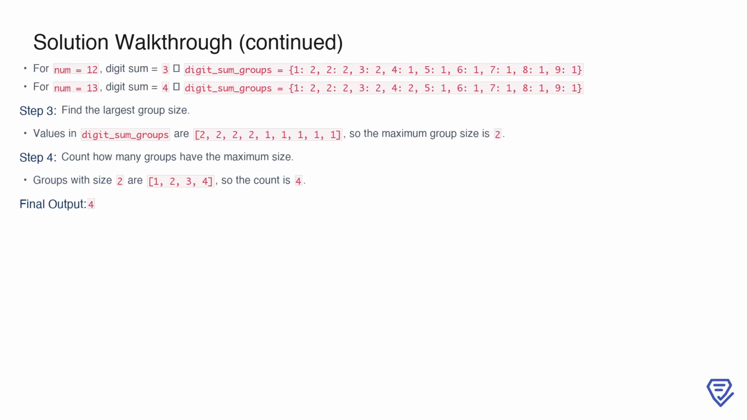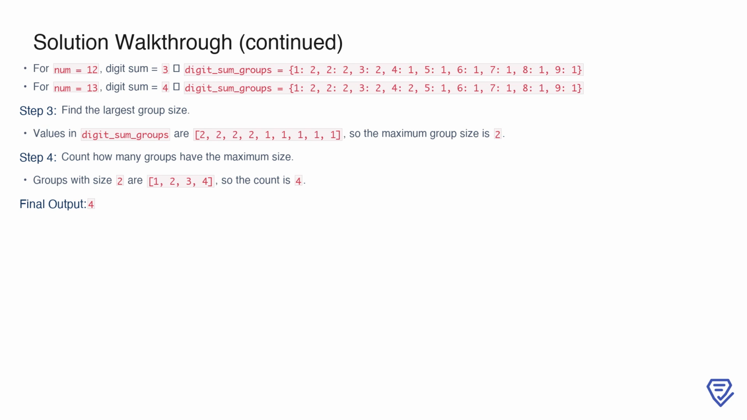After populating the digit_sum_groups dictionary, we move to determine the largest group size. To do this, we look at the values of the dictionary, which are the counts of each digit sum. In this example, the values are 2, 2, 2, 2, 1, 1, 1, 1, 1. The maximum value among these is 2, which means the largest group size is 2.